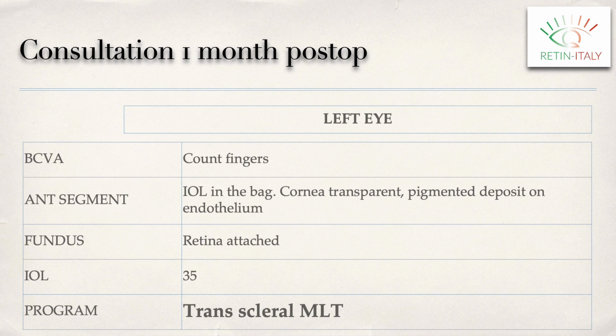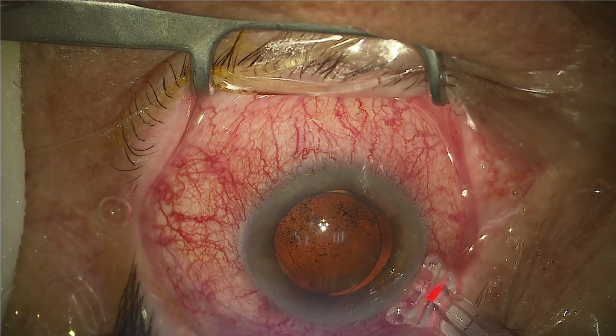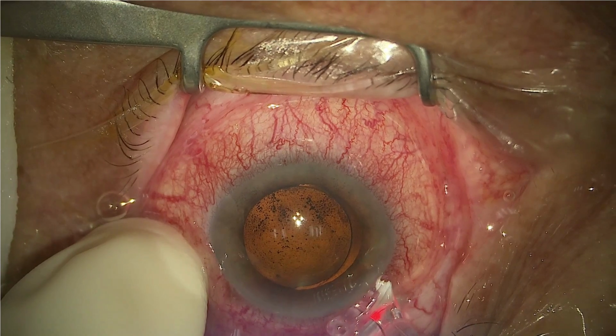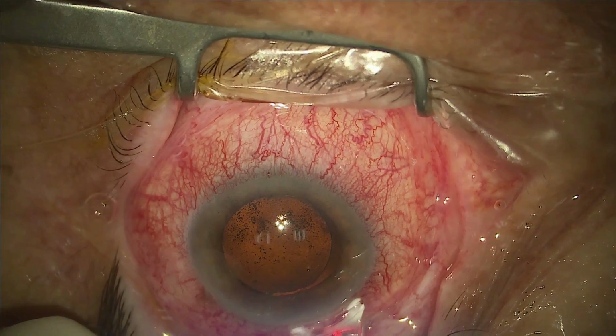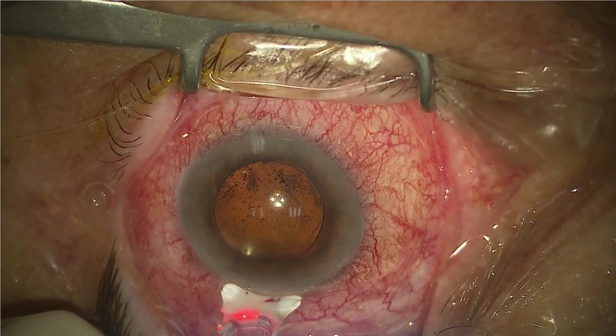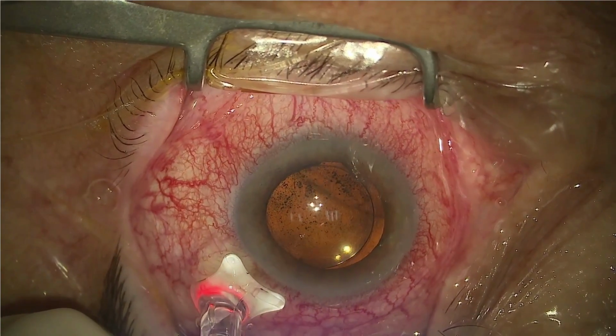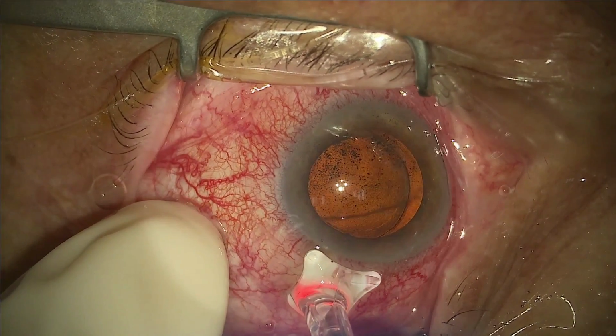So then what happened? The patient had the IOL in the bag, but the IOP was very high. This was the OCT 1 month later. I don't want to reopen and do traumatic surgery, so I used micropulse laser in the OR. You can see the micropulse laser tip performing the treatment.